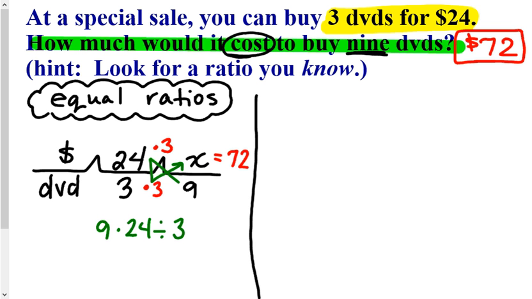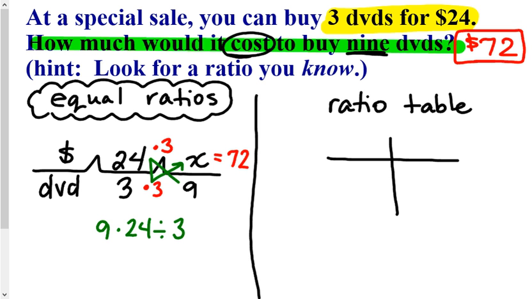Another way I could solve this problem is I could use a ratio table. We've spent some time working on ratio tables. And if I wanted to set up a ratio table to represent this situation, I would write, what are the 2 things being compared? Well, we're comparing the number of DVDs I can buy to the cost of the DVDs. I know that 3 DVDs cost $24. What I want to know is 9 DVDs cost how many dollars? So I could set this problem up just like that.